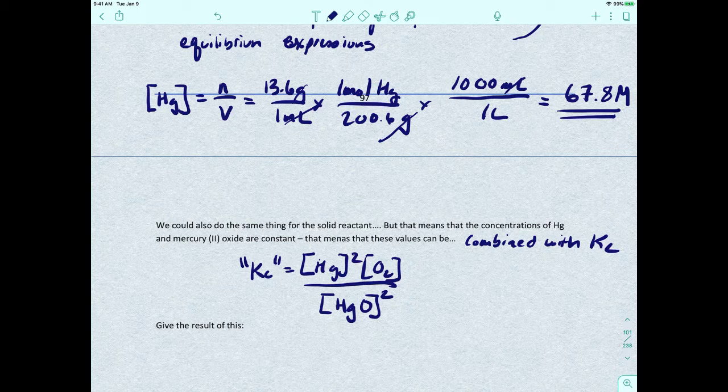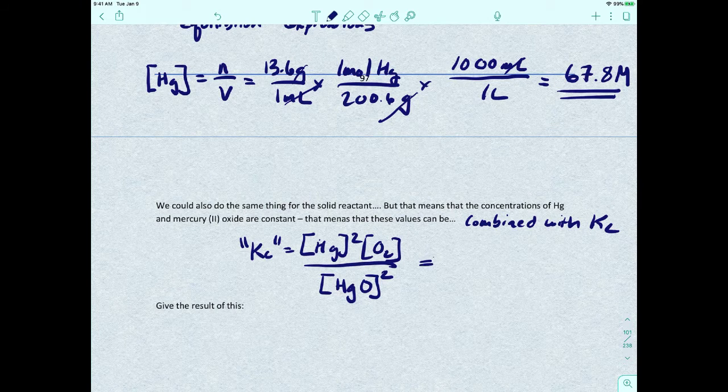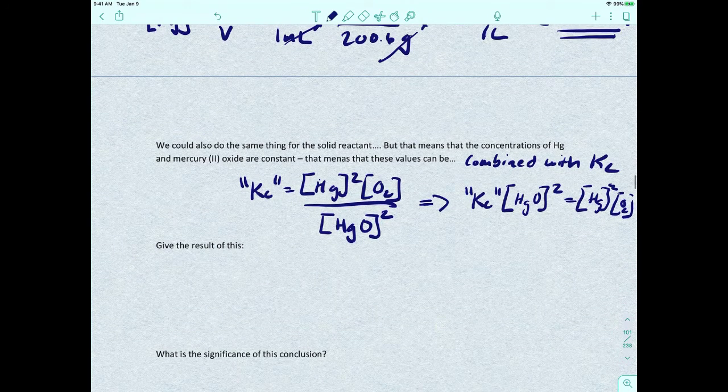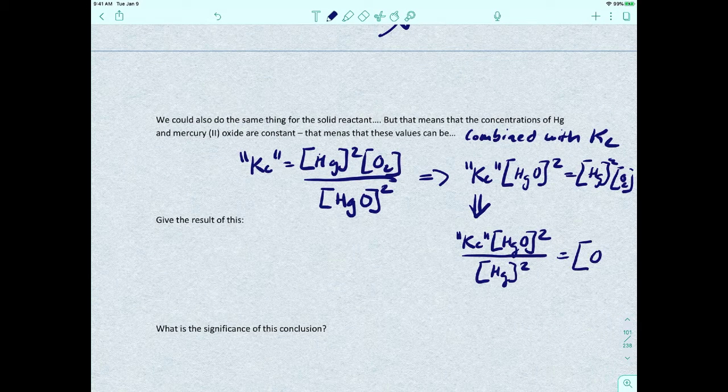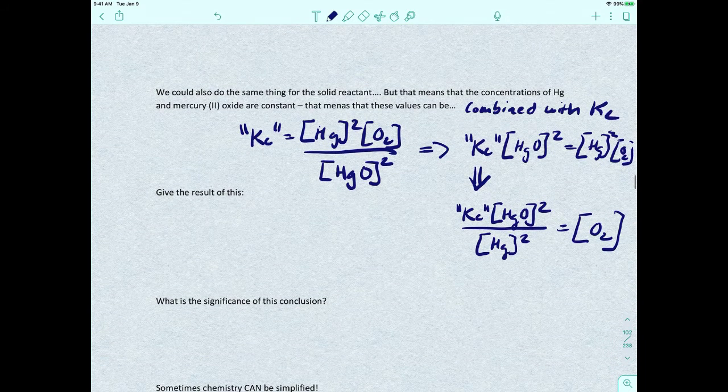All right, so if that means that the mercury and the HgO are constants, then they need to be combined with the Kc. So if I multiply both sides by HgO squared, I get Kc times the concentration of HgO squared is equal to the concentration of Hg squared times the concentration of O2. Okay, now because Hg squared is also constant, I need to move that to the left-hand side, so I need to divide both sides by the concentration of Hg squared. So I would get that Kc times the concentration of HgO squared divided by the concentration of Hg squared is going to be equal to the concentration of O2. So what this all means is that Kc, the real Kc, is only going to be equal to the concentration of O2.